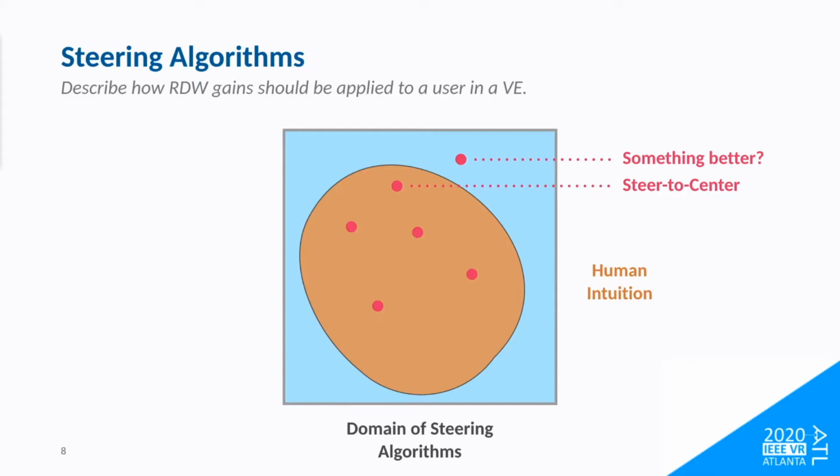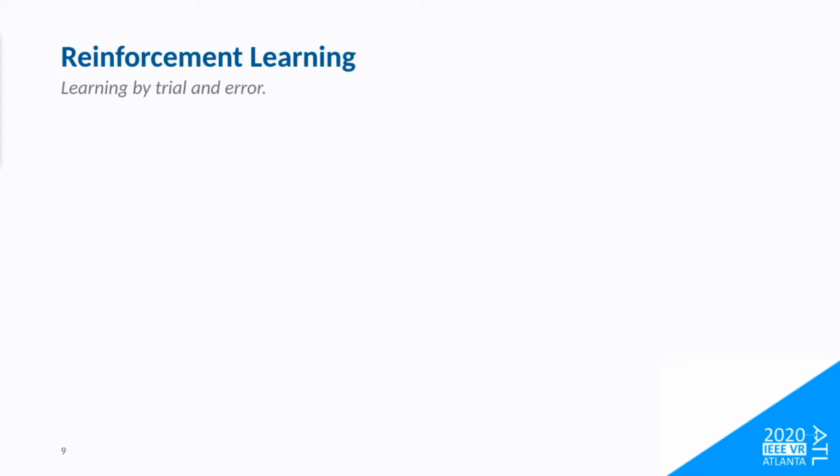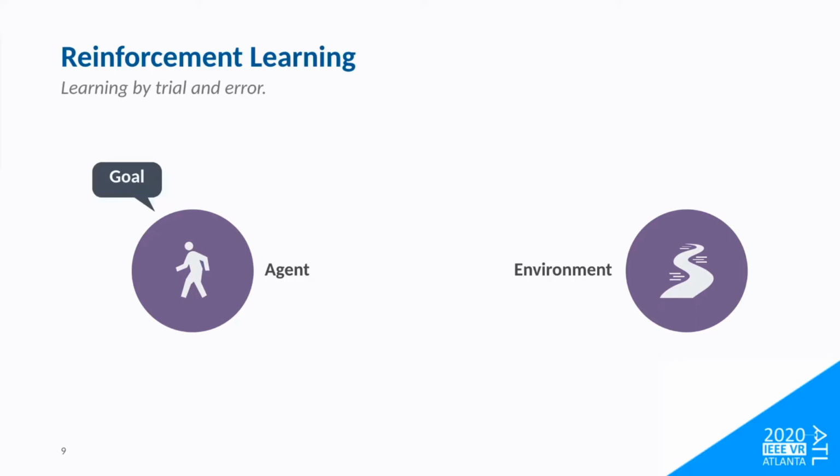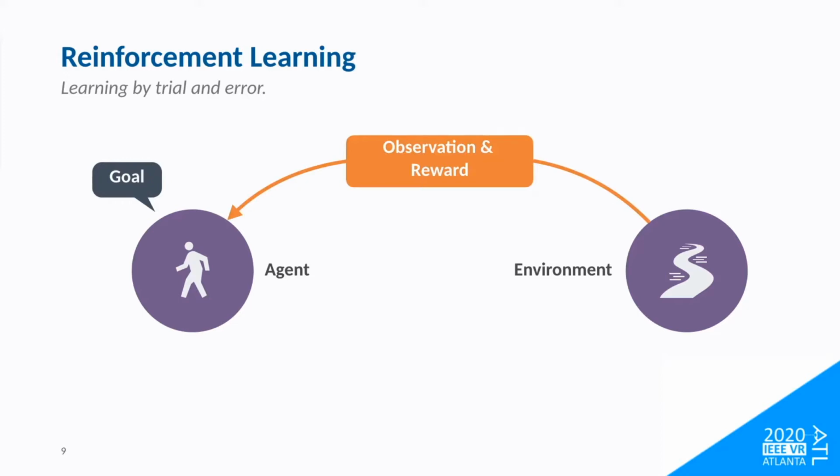So, I'll take a moment to briefly describe the reinforcement learning framework. The idea here is that we're learning by trial and error. First of all, we have an agent, which is our entity that's doing the learning. And this agent exists in some environment in which it has a goal that it wants to achieve. There are two ways that the agent can interact with the environment. First, the agent can receive an observation and a reward from the environment. The observation is just a description of the current state of the environment, so the agent knows what's going on around it. And the reward is a numerical signal of how good or bad that state is.